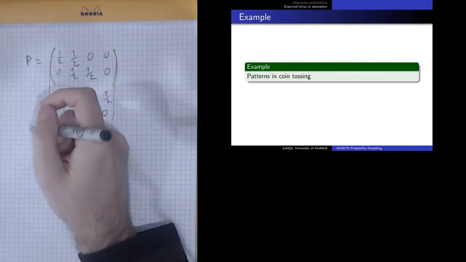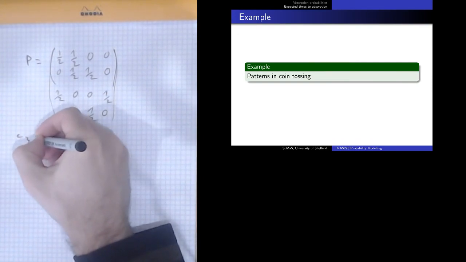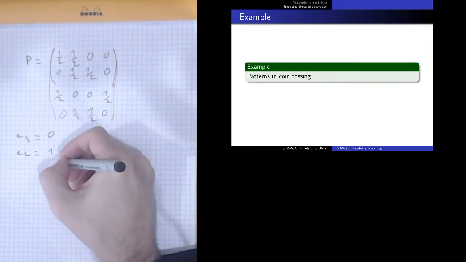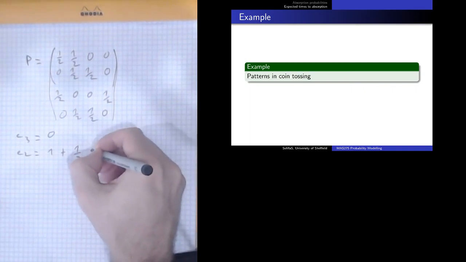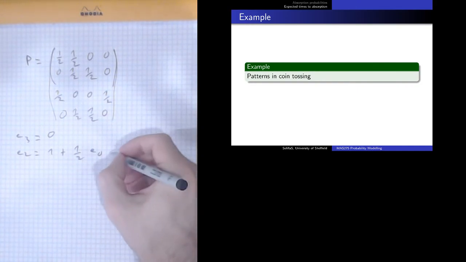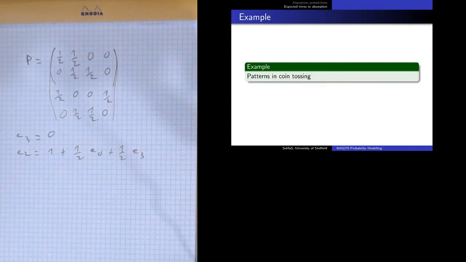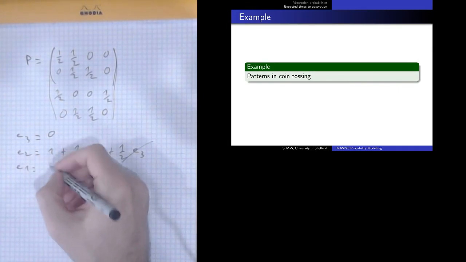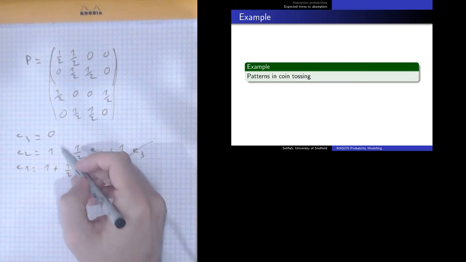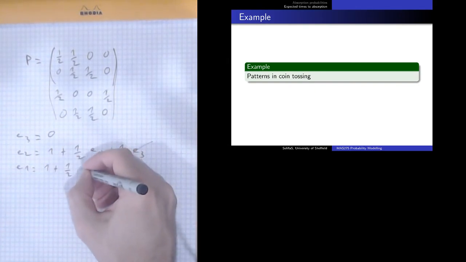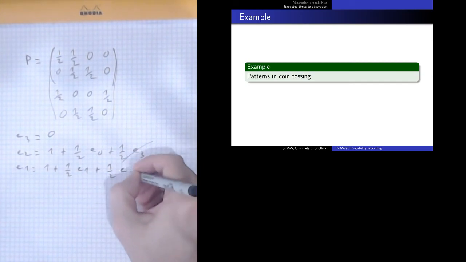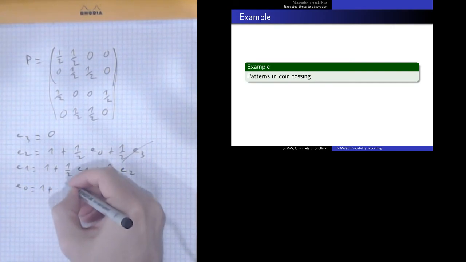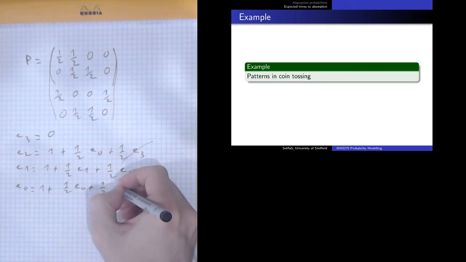And so, what are our expected times? E3 is 0, because I've succeeded. E2, let's go backwards, is 1, because you've got to do your toss, plus a half of E0, if I landed back into state 0, plus a half of E3, and of course that's nothing. E1 is 1 plus, if I'm at state 1, I may move to state 2 or stay at state 1, so half of E1 plus half of E2. And E0 is, as you see here, 1 plus half of E0 plus half of E1.